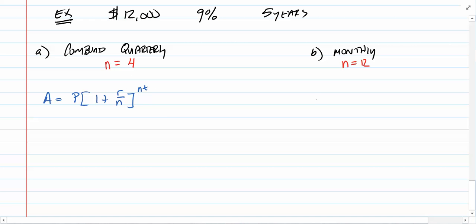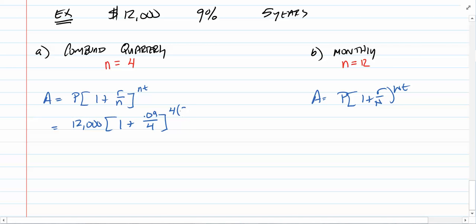Okay, and then this one, the amount we get is going to be the principal times 1 plus r over n, all to the nt. So let's plug in what we know. The amount we're going to get is going to be the principal, which is $12,000. That's going to stay the same for both of these. 1 plus the rate is going to be 0.09 divided by, what's the n in this case for compounded quarterly, everybody? 4, good. I'm going to raise that to the 4 times, how many years are we doing this? Times 5, good.